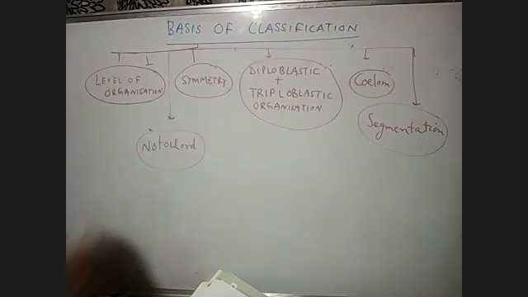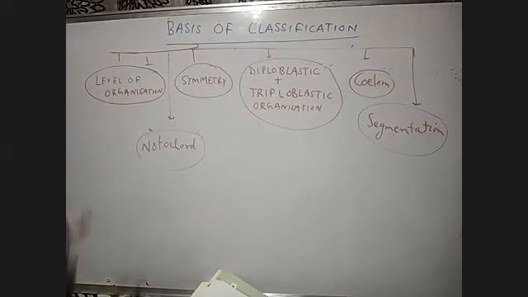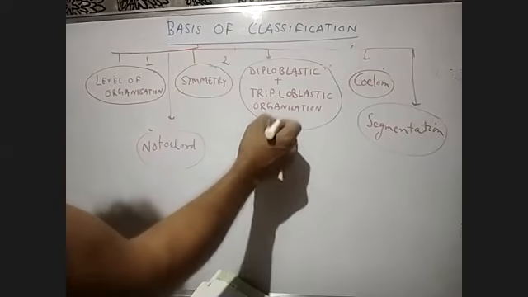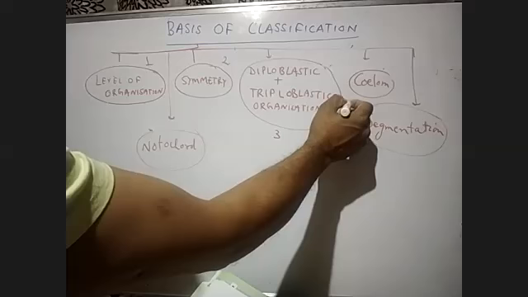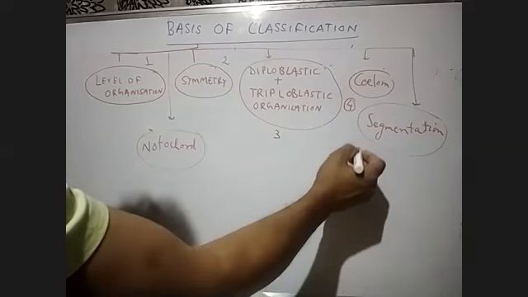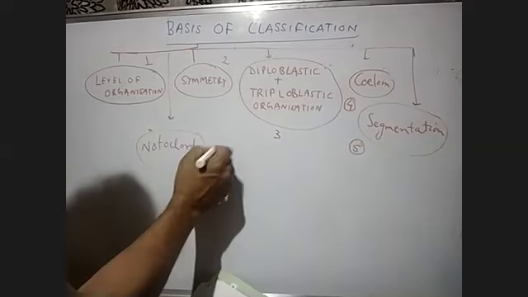So here, the first one will be level of organization. The second one will be symmetry. The third one will be diploblastic and triploblastic organization. Fourth is coelom. Number five is segmentation. Six will be notochord.